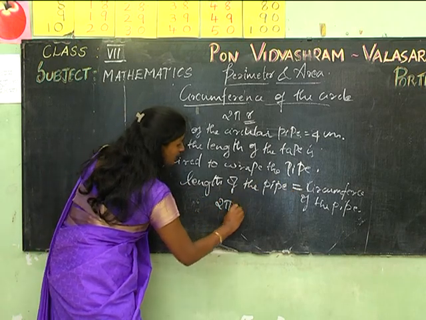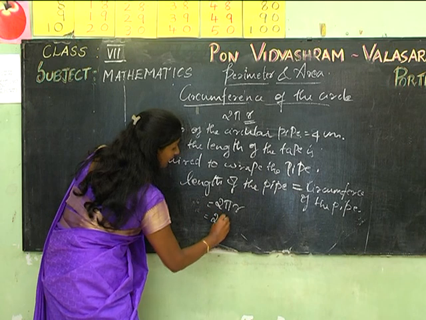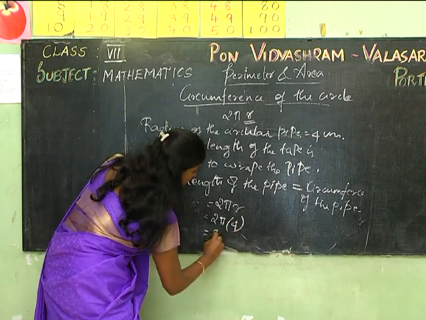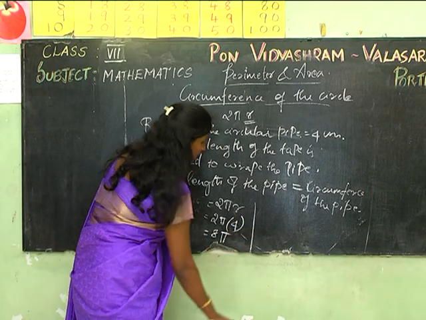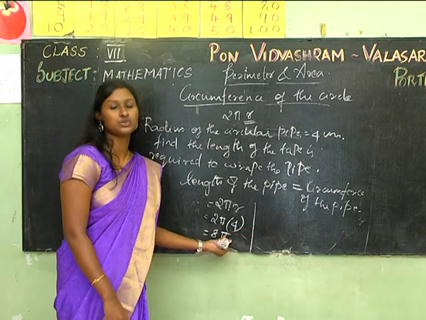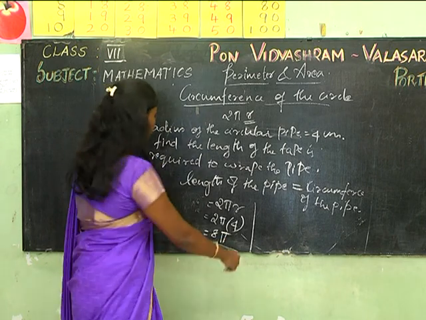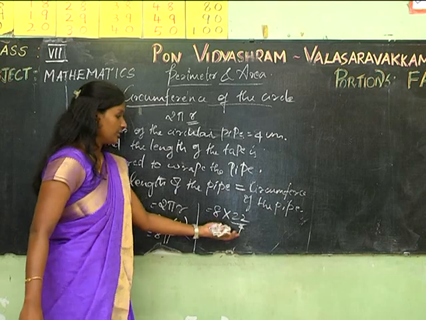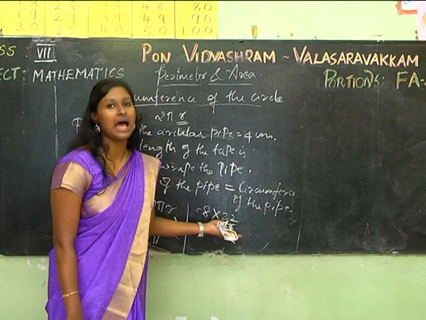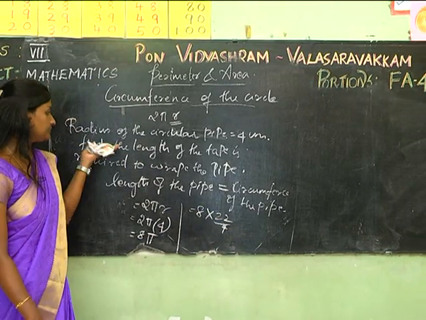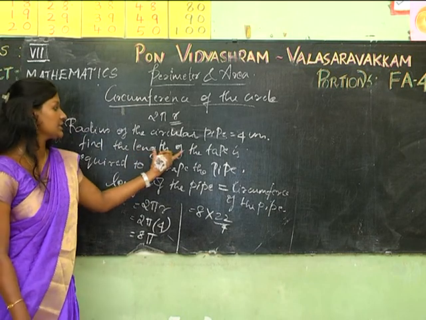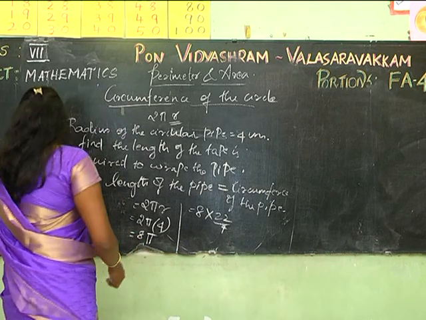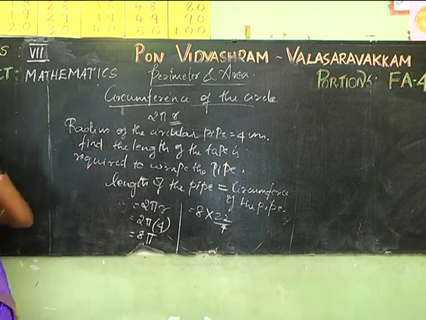Therefore, 2 pi r is equal to 2 pi into my radius 4, which is equal to 8 pi. Here we can use the pi value as 22 by 7 or 3.14, so it is 8 into 22 by 7. If you simplify this, you will get the value of the circumference, which is used to wrap the pipe. And our next topic is areas of circles.